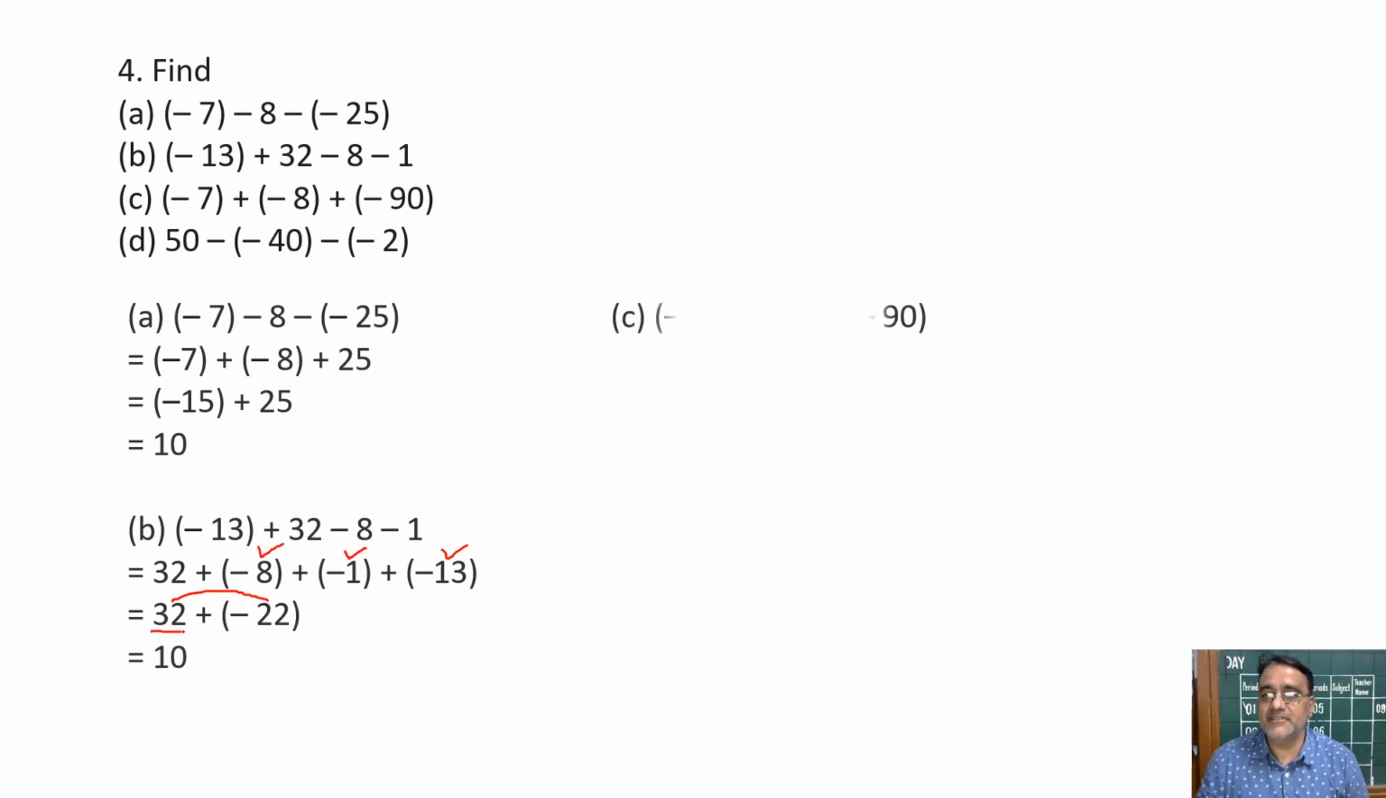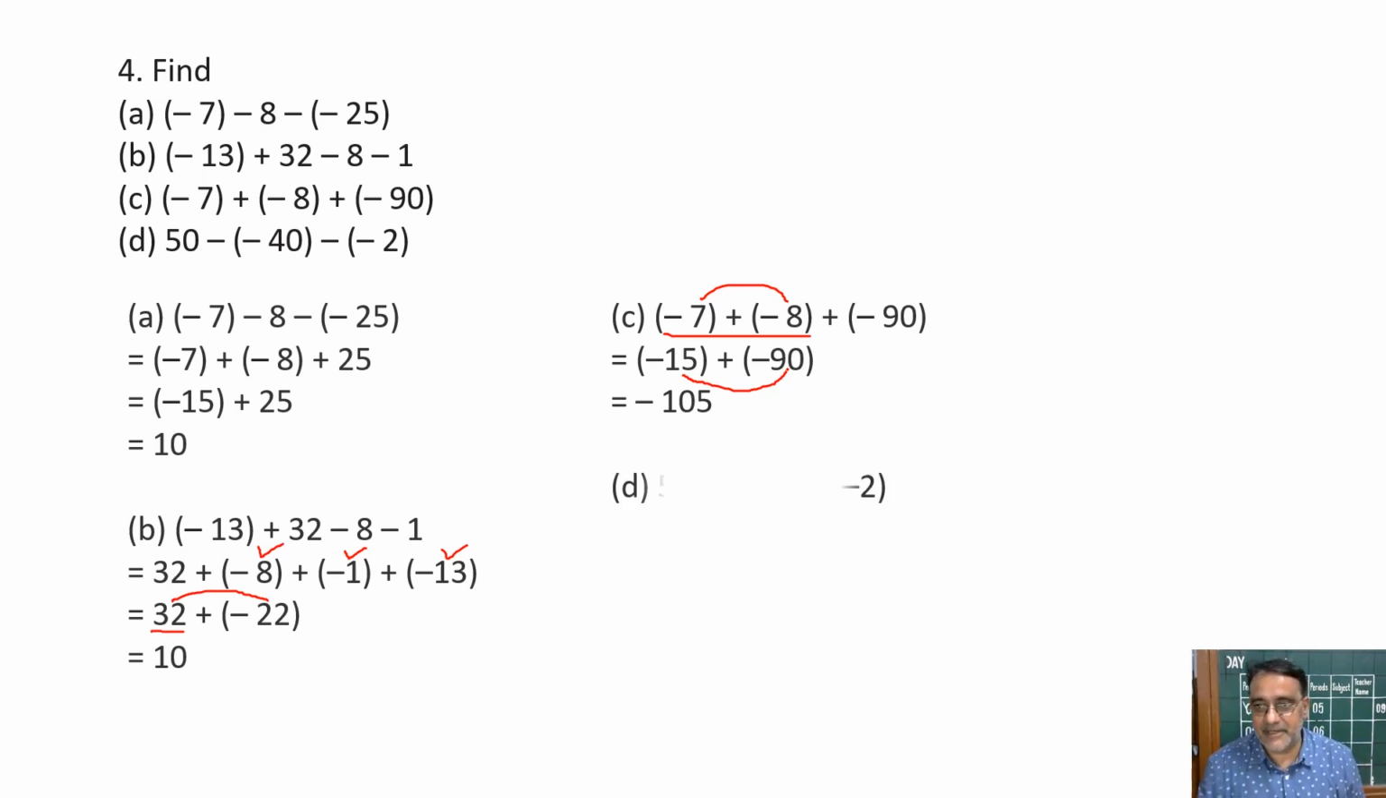Now we'll move towards the next C. Minus 7, minus 8, minus 90. So first add these two, same sign. So 7 plus 8 is 15. Put the same sign, minus 15, minus 90. Okay, again both are of the same sign. Add these two numbers and put the same sign. That is 105, right, minus 105. Right. So now we are moving toward the last question, that is D part.